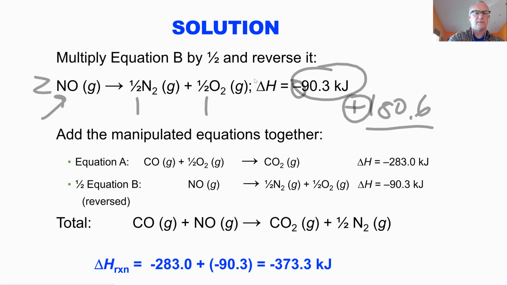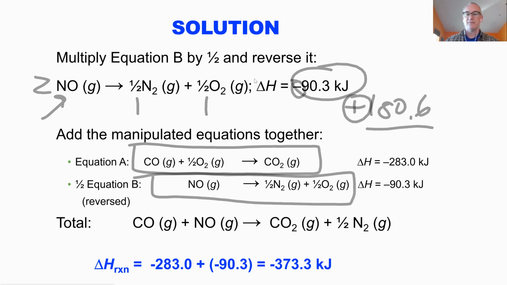Here's my equation A, my reactants and my products. Here's my equation B that I've changed, my reactants and my products. And I just add them together. So CO, that's only on one side, that stays. I've got 1/2 mole of oxygen as a reactant in A. Here, let me change colors. I've also got 1/2 mole of oxygen as a product in B.